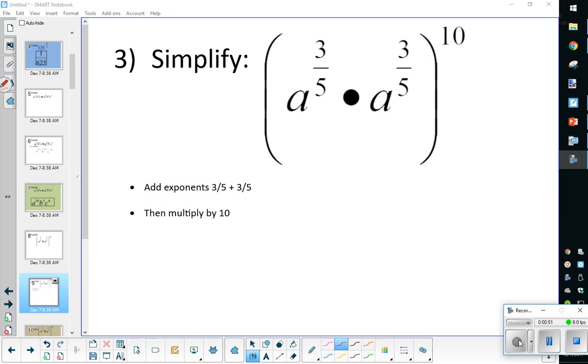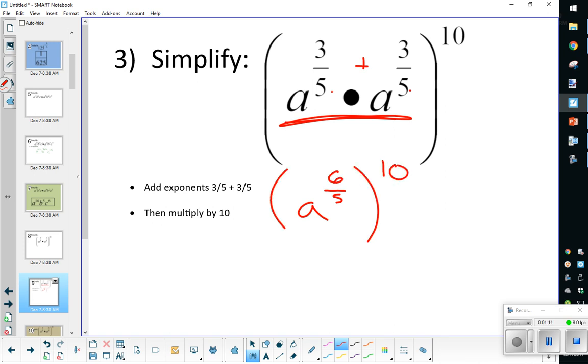We are adding exponents. These two things, we're going to add them. So if I add them together, what do I need in order to add fractions? Common denominators. What's my new exponent going to be here? Oh, my denominator is 5 because they're already 5. What's the top going to be? 6, because I'm really taking 3 plus 3 to get 6 on top. That whole thing is raised to the 10th power.